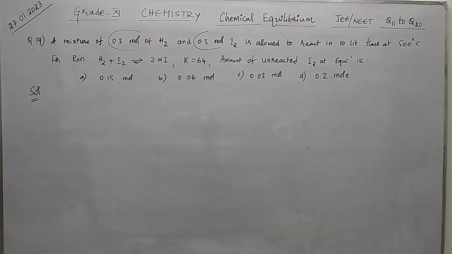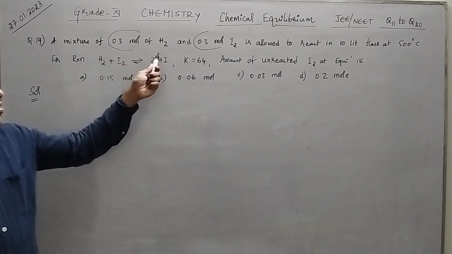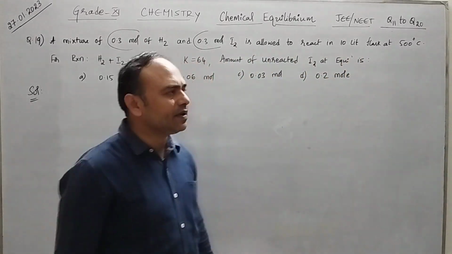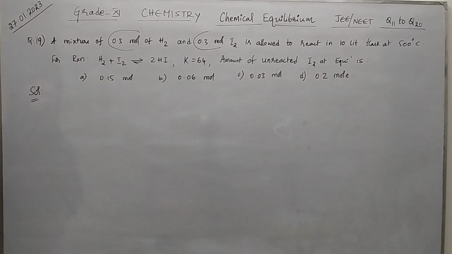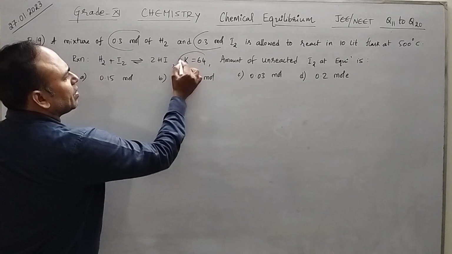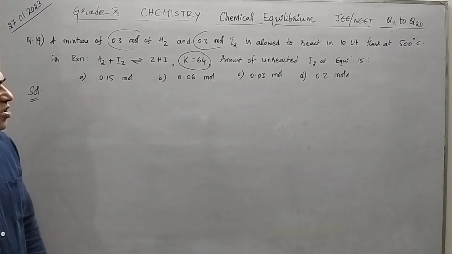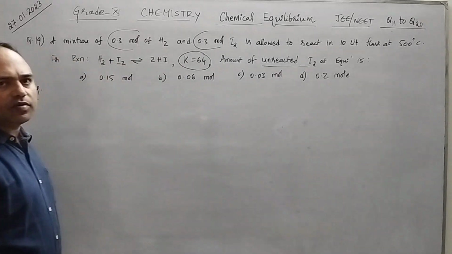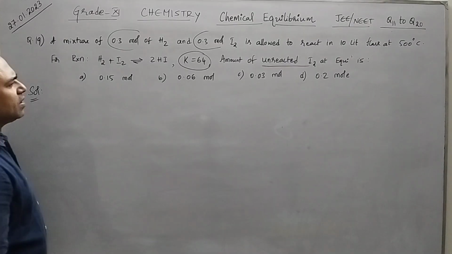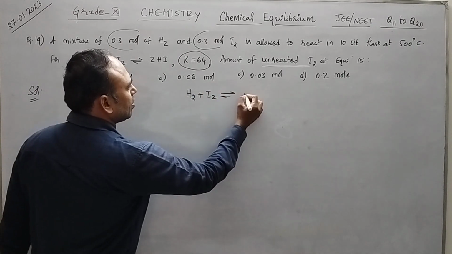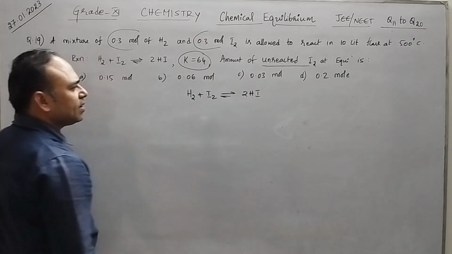Next, let us solve question number 19 here. A mixture of 0.3 mole H2 and 0.3 mole I2 is allowed to react in a 10 liter flask at 500 degrees. For this particular reaction, the equilibrium constant is calculated as 64. They are asking what will be the unreacted iodine at equilibrium. First and foremost, write down the equation: H2 plus I2 gives 2HI, all in the gaseous state.